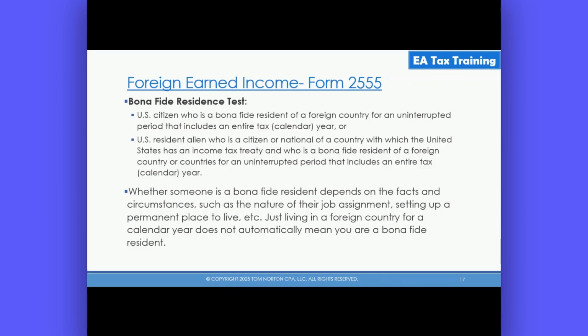Whether or not you are a bona fide resident is going to depend on the facts and circumstances of each situation. So they're going to look at things like the nature of your job assignment, whether or not you set up a permanent place to live. So just living in a foreign country for a calendar year does not automatically mean you are a bona fide resident. Just because you were traveling there, maybe you were on vacation, maybe you were working there, but you were just living in a hotel for that entire time. You didn't actually set up a residence. You would not qualify for the bona fide residence test.